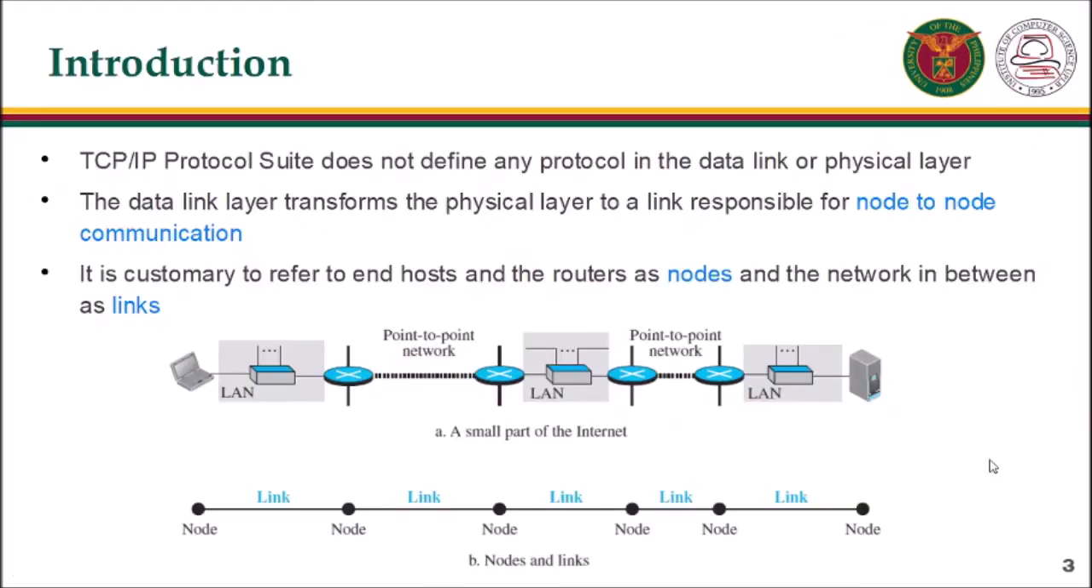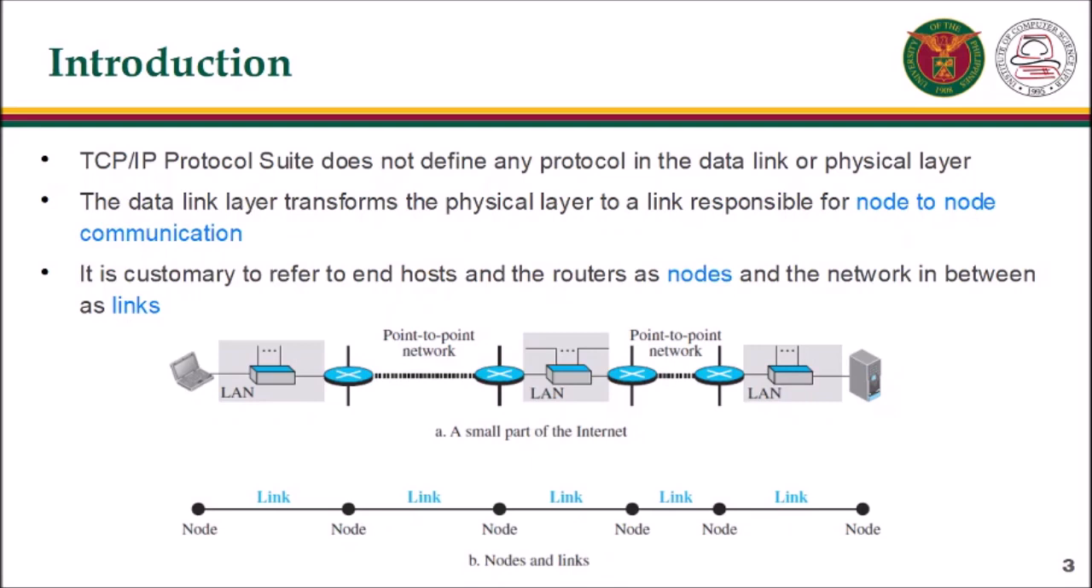The TCP/IP protocol suite does not define any protocol in the data link layer or physical layer. These two layers are territories of networks that, when connected, make up the internet. These networks, wired or wireless, provide services to the upper three layers of the TCP/IP protocol suite. The data link layer transforms the physical layer to a link responsible for node-to-node communication.